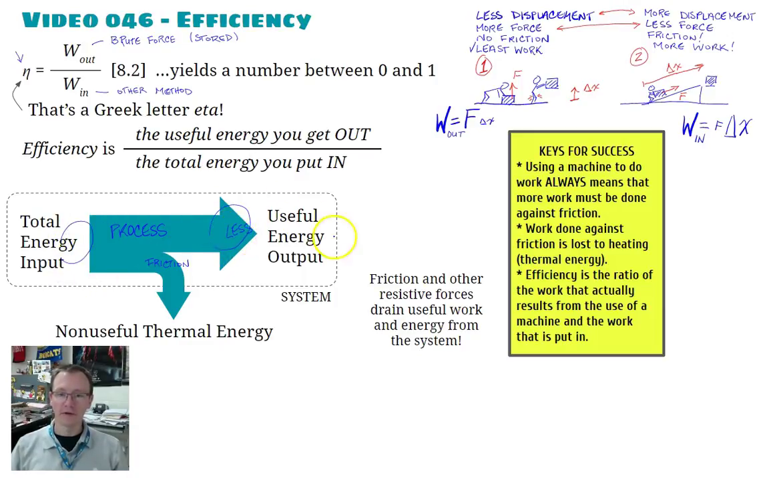So hopefully that makes sense. Any friction or any other resistive force is going to drain useful work and energy from the system. So anytime air resistance, anytime you've got anything like that, it's going to bleed off work from the system. Hopefully that makes sense. We're going to start transitioning into using machines, and so make sure that you've got this down, because we're going to be using this efficiency to be able to compare different methods in the coming days. Thanks.